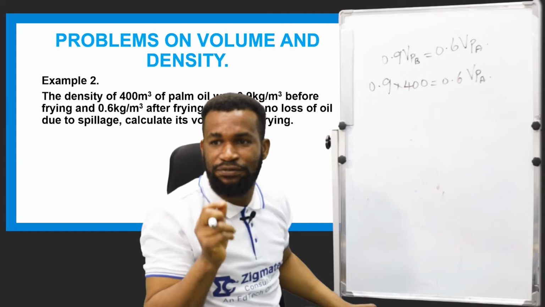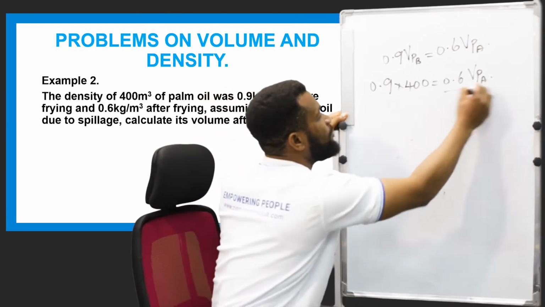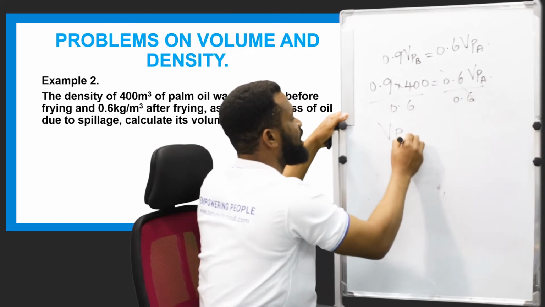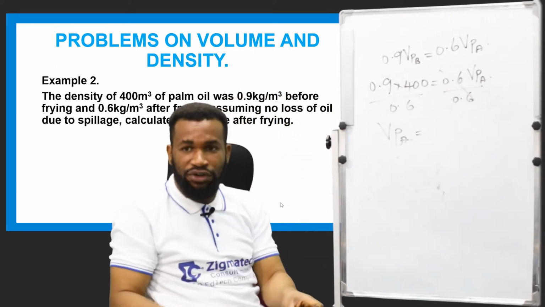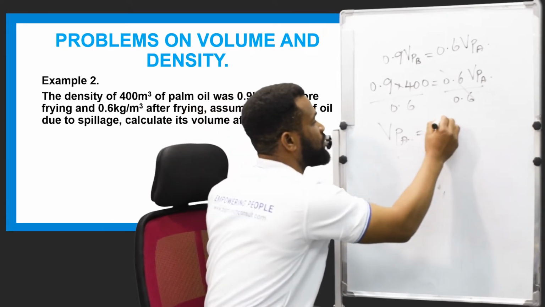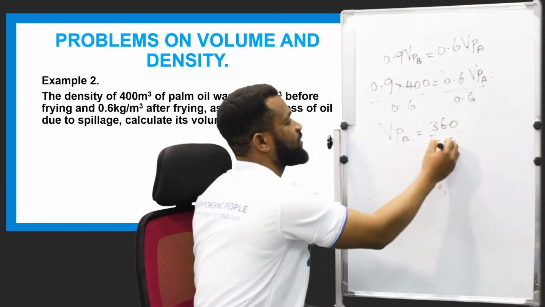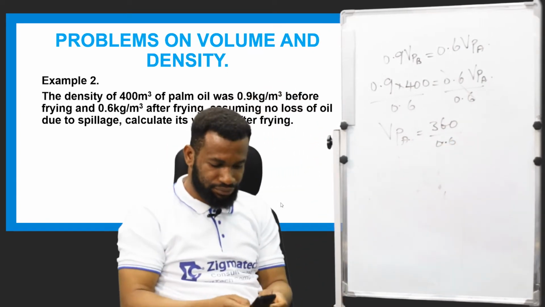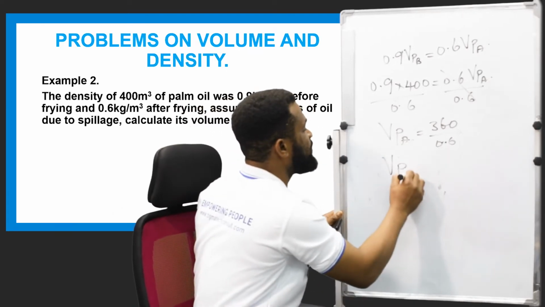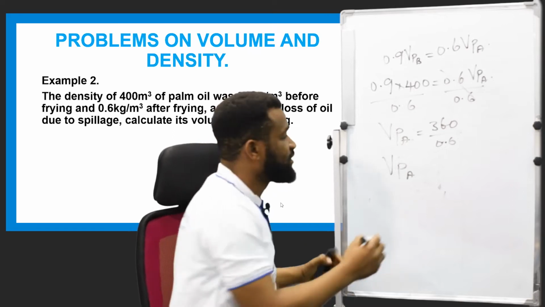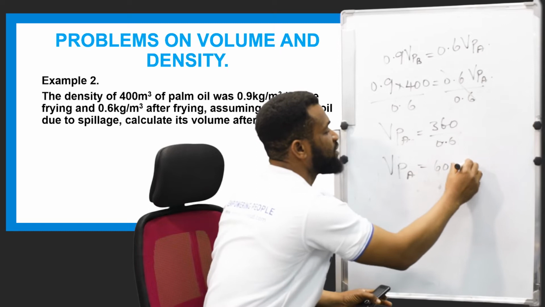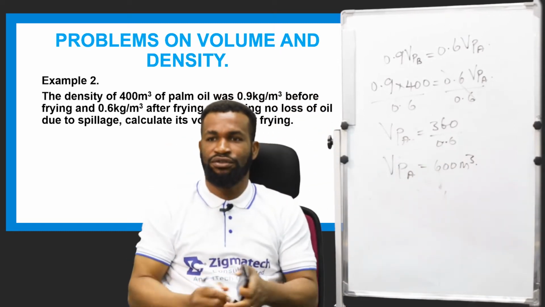Therefore, to calculate the volume after frying, we are going to divide both sides by 0.6. So volume of the palm oil after frying is going to be, if you use your device, 360 divided by 0.6. And that is 600. So volume of the palm oil after frying is going to be 600 meter cube. So that is it.